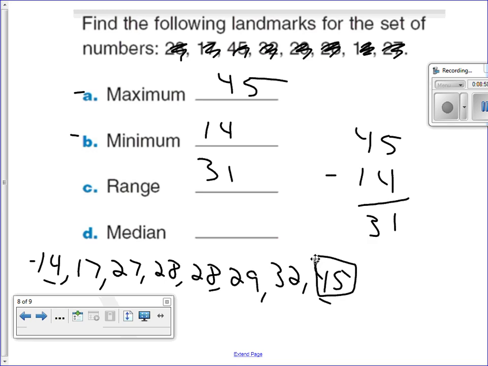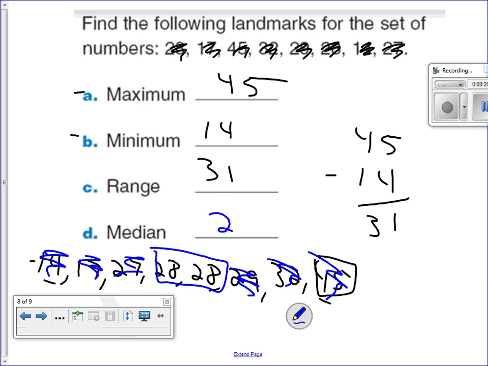Median. This is why you have the numbers like this. You cross one off on the left, cross one off on the right, cross one off on the left, cross one off on the right, cross one off on the left, cross one off on the right. In this situation, we have 2 numbers in the middle, okay? If we cross them both off, then we're not going to have a middle number. In this case, they're the same number, which is pretty easy. The median is 28, because that's what number would be in between there.